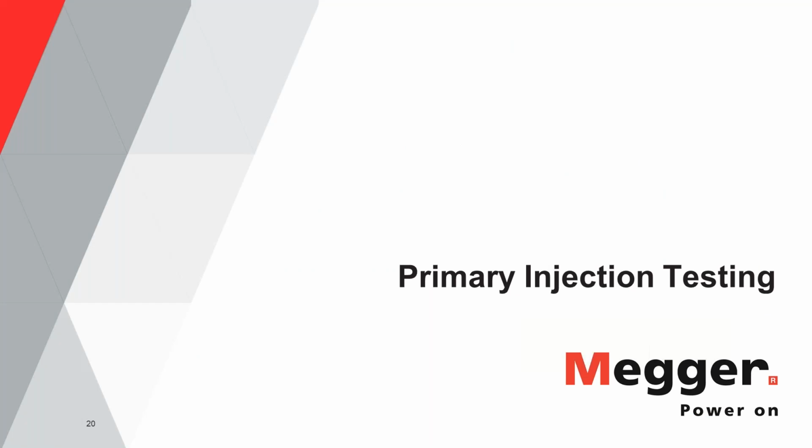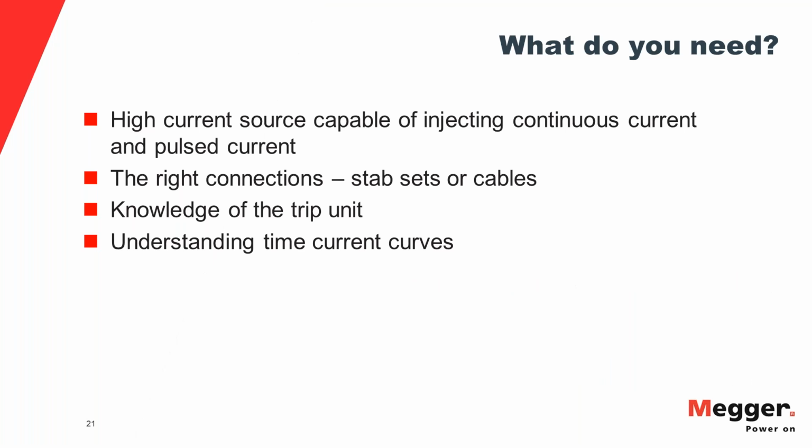Now let's focus on primary injection testing in the next section. What do you need when you do a primary injection test? Because you're going to be playing with high currents, you need a high current source. The current needs to be injected in two forms, continuous form and pulsed form. You need connections to connect the test set with the breakers.